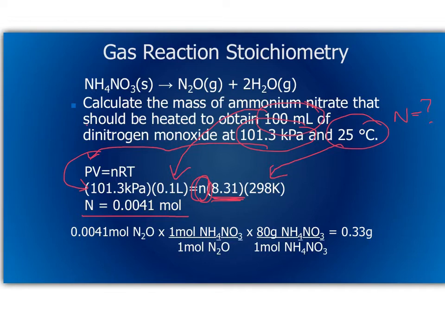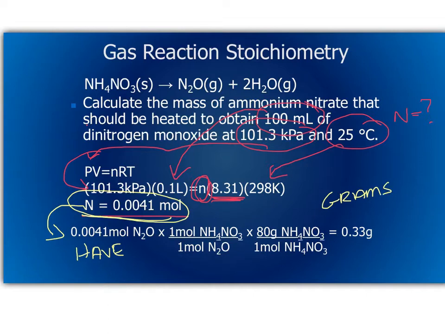All right, so now I'm going to change colors of the pen. And I'm going to show you. So now this mole number here is our start point for our stoichiometry problem, right? So this is my have, because I just found it out, and I want the end product here, which is the grams of ammonium nitrate. So that's NH4NO3, right? I think that's right. Yep, it should be right. Okay, so I need that. So that's my grams of that. So that's my want.